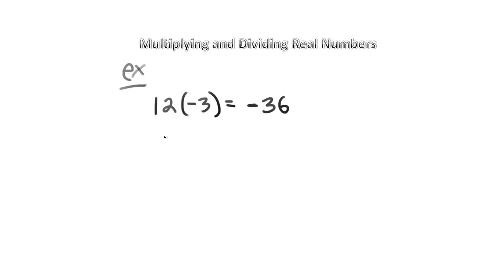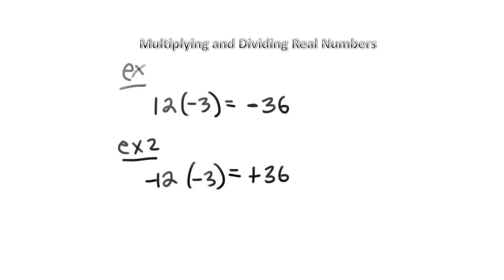Okay. What if I have example 2 here? 12 or -12 times -3. Then this one would be positive 36. And there's a nice rule, or a nice mnemonic that goes with the rule.